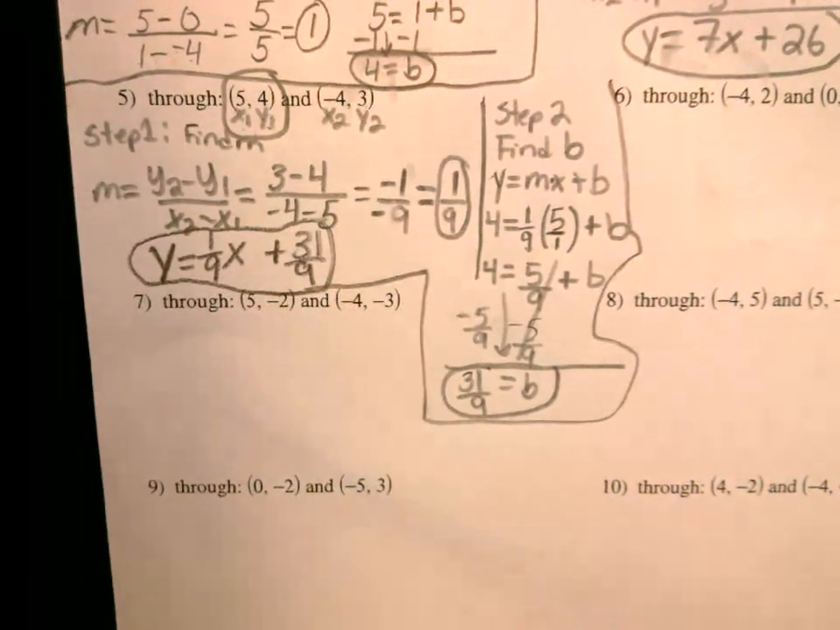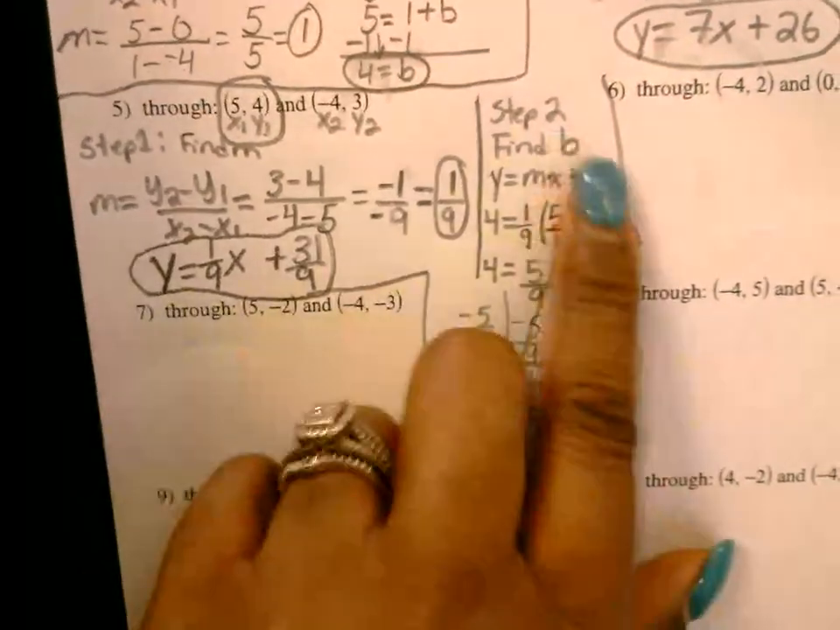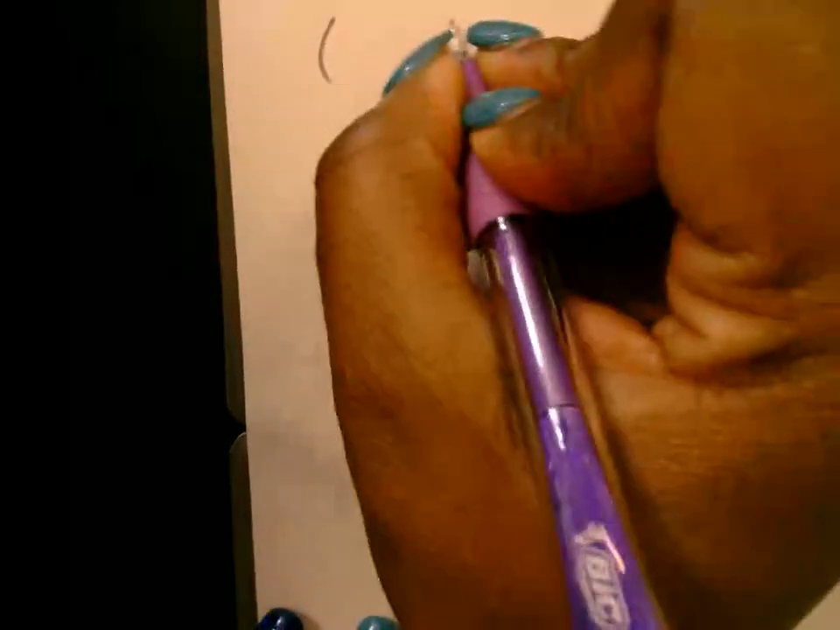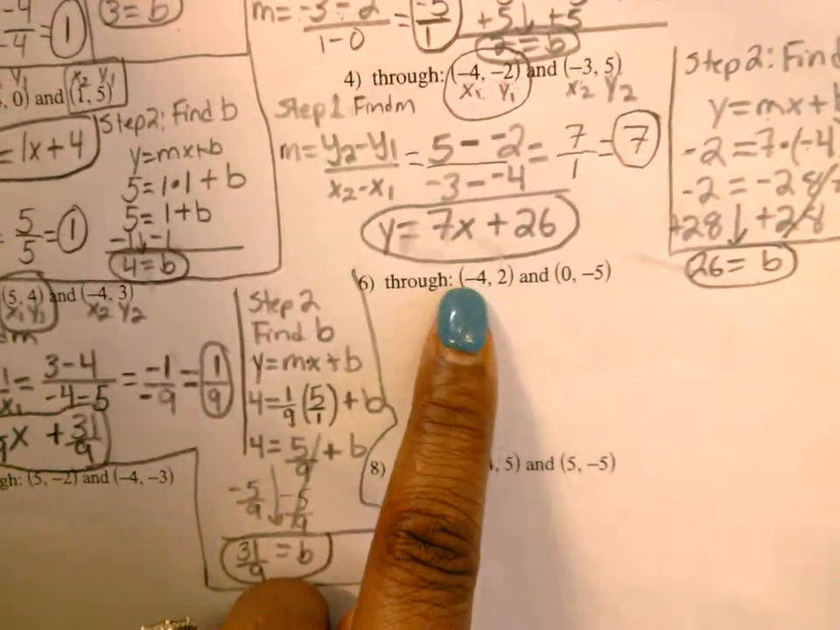All right, let's try number 6. I'm going to put my number 6 on the back because I write too big. Some of you can, I saw you do it, some of you can write a little bit smaller than me. I'm not the smallest writer. -4 and 2 and 0, -5.